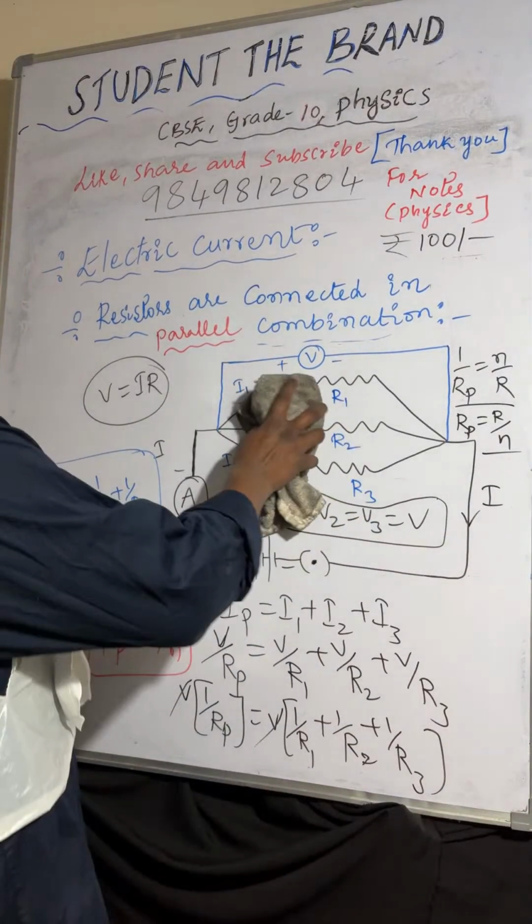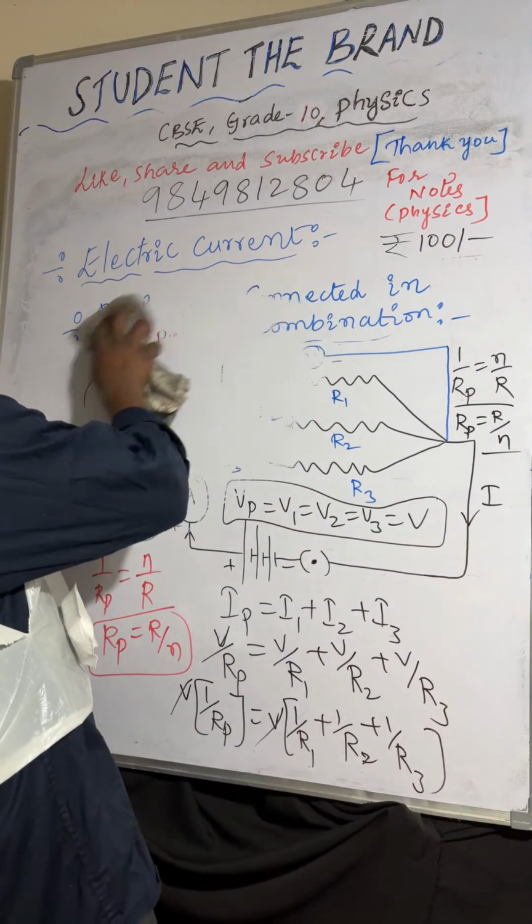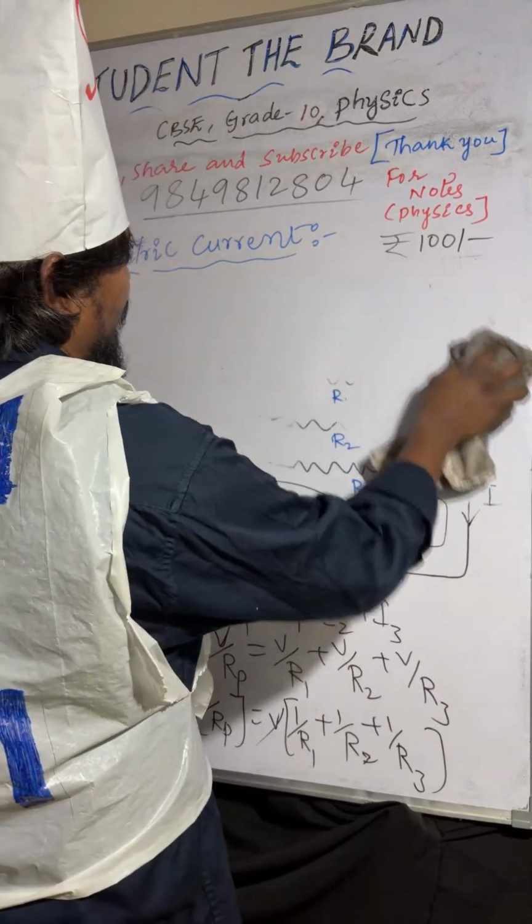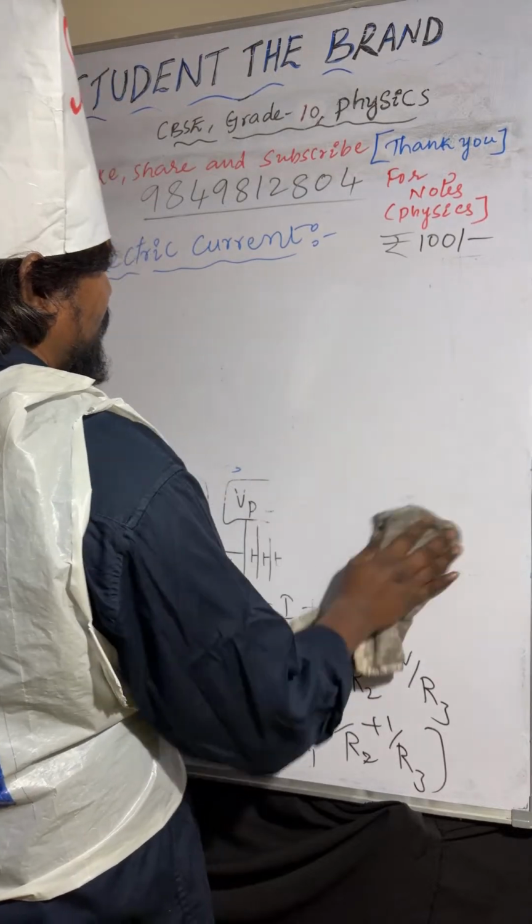So I hope it is very clear. So now, resistors are connected in parallel combination.